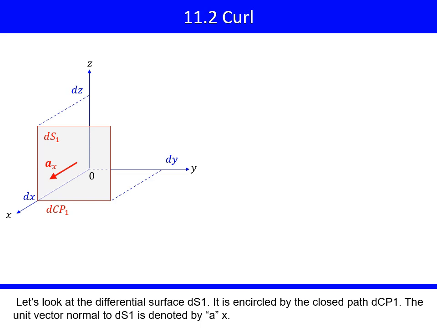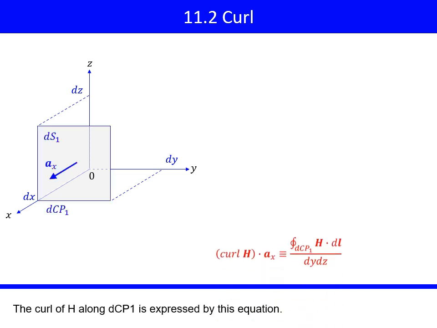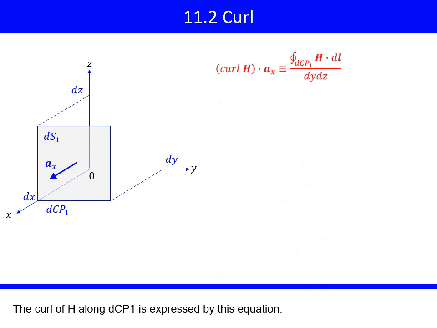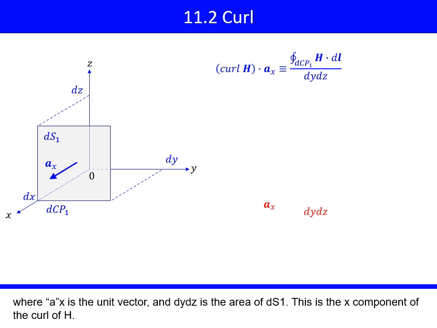Let's look at the differential surface ds1. It is encircled by the closed path dCp1. The unit vector normal to ds1 is denoted by ax. The curl of H along dCp1 is expressed by this equation, where ax is the unit vector, and dy dz is the area of ds1. This is the x component of the curl of H.